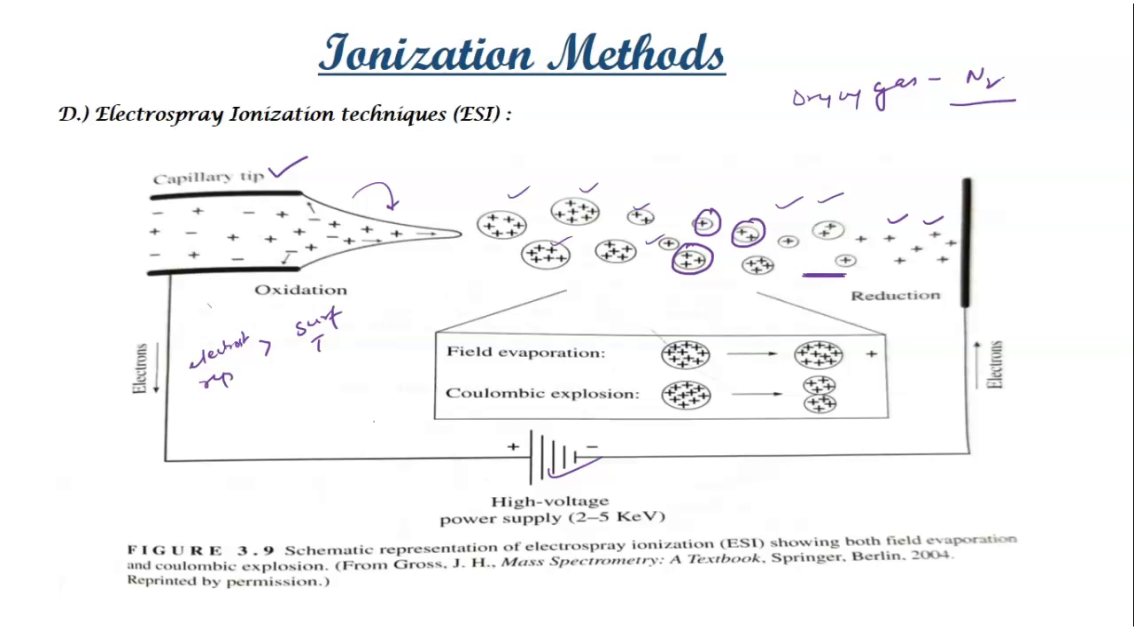Understand? So this process will continue till solvent free sample ions are left in the gas phase. Understanding, this process will continue till the solvent free sample ions are left in the gas phase. So that is this electrospray ionization technique.